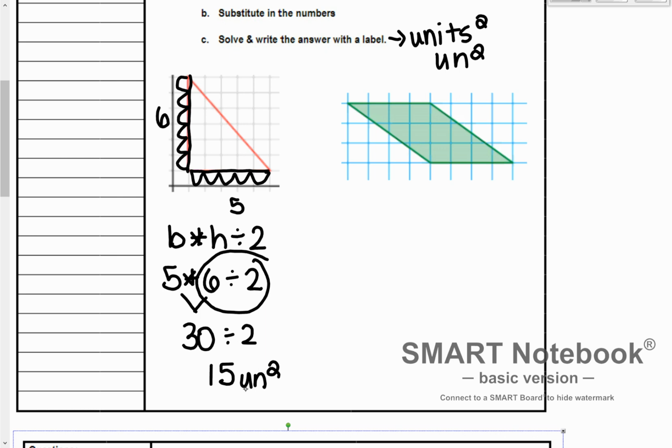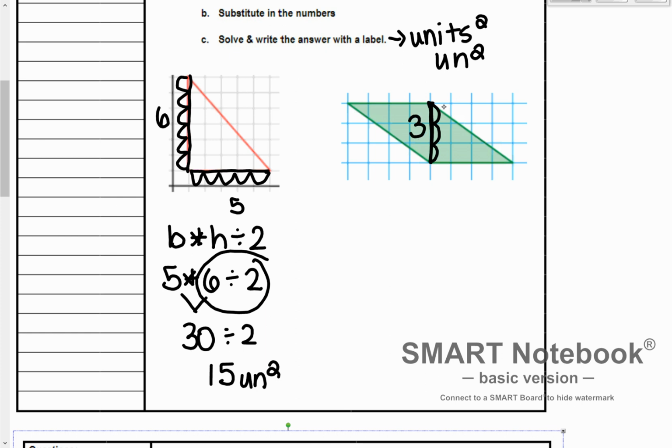Okay. Same thing for the parallelogram, but counting for the parallelogram is a little bit trickier. Again, don't think about counting for the area. The boxes don't need to be full of the shape. We're just counting for the length of the base and the length of the height. So if we're counting the height of this parallelogram, we're just going straight up. 1, 2, 3. And that height of that parallelogram is 3 whole boxes. Okay, so our height is going to be 3.